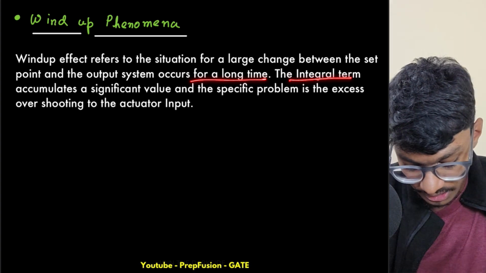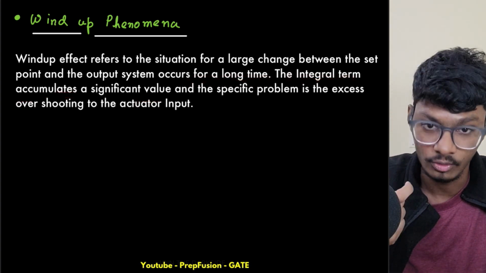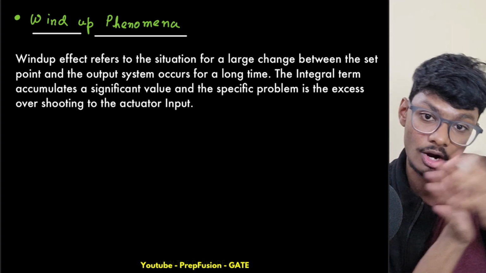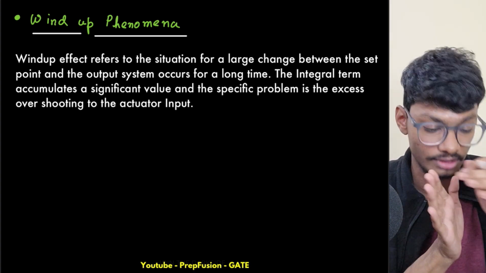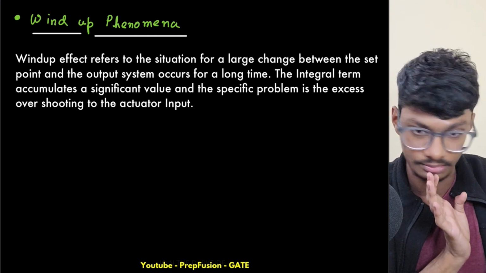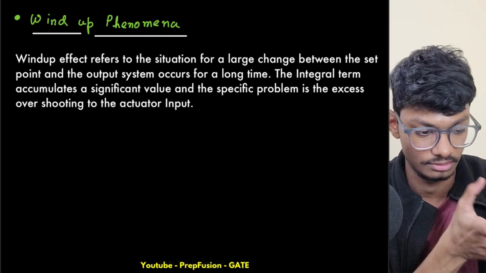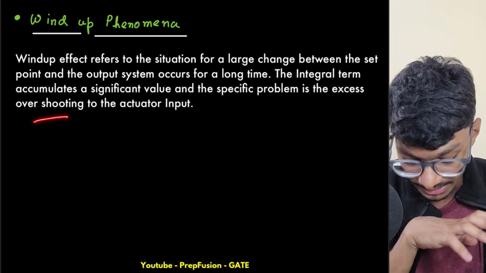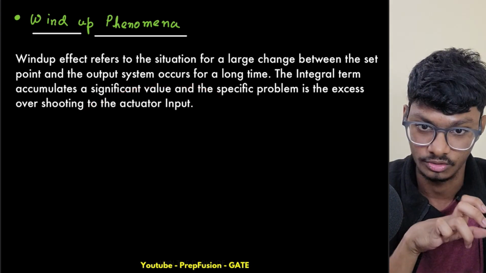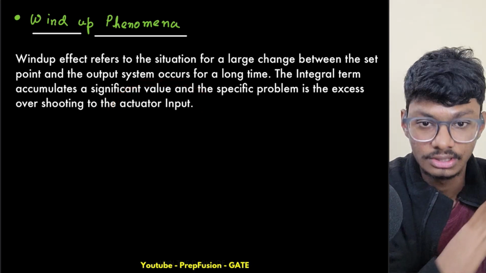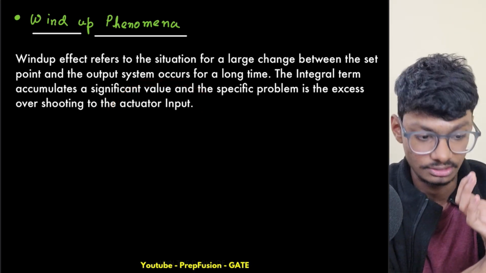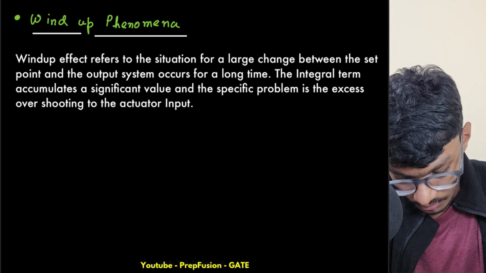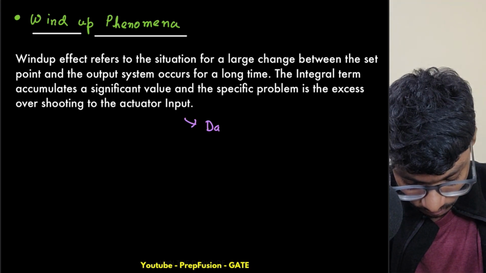Over a long time, the integral term accumulates a significant value, and it gives a very high output to the plant or the motor, whatever actuator is there. And this specific problem is the excess overshooting at the actuator input. Basically, whatever actuator is present, it will get a very high input. Hence, it may overshoot and may damage the actuator.